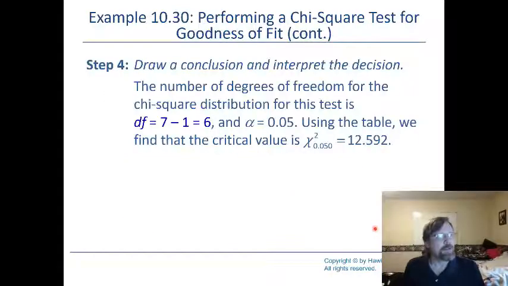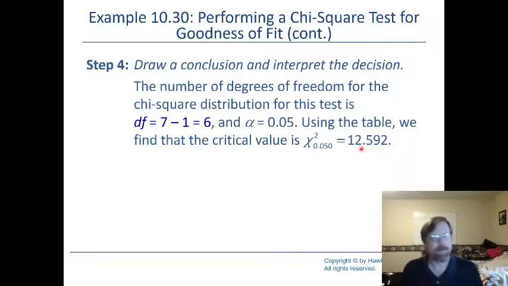Okay, so degrees of freedom, we've got 7 days of the week, minus 1, so we've got 6 degrees of freedom. Alpha is 0.05, so looking at the table, which I do not have open next to me anymore, we get 12.592.